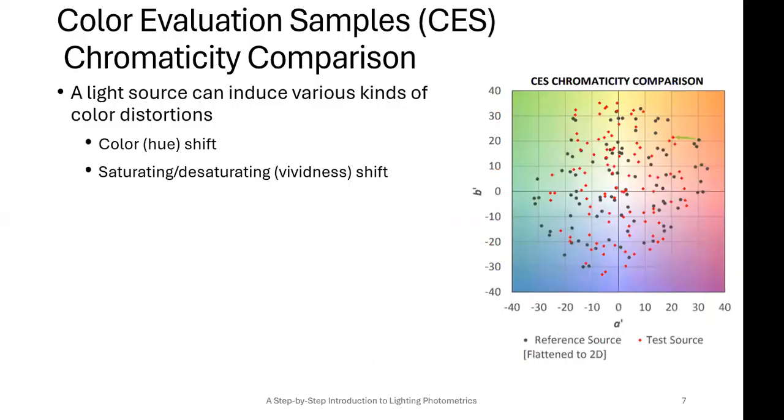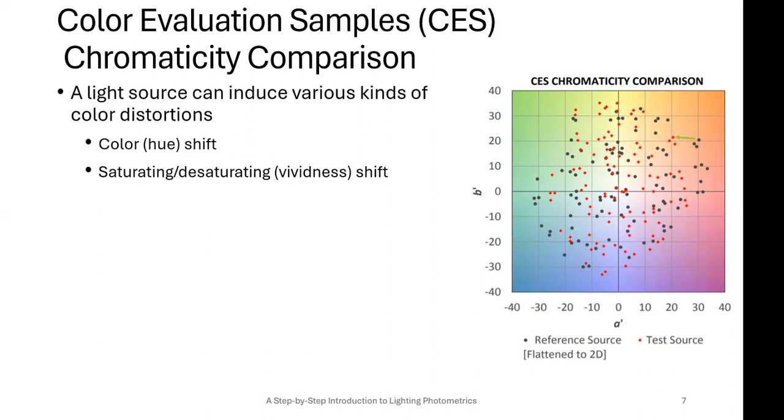Now, let's move over to a little discussion of color. So the color evaluation samples, CES, of the chromaticity comparisons. Chromaticity is nothing more than the color of the particular color or hue that you're talking about, and also the saturation, just the characteristics. That's what we call chromaticity. So the hue or the color, and then also we measure the shift from a reference source to the particular source that you're talking about.